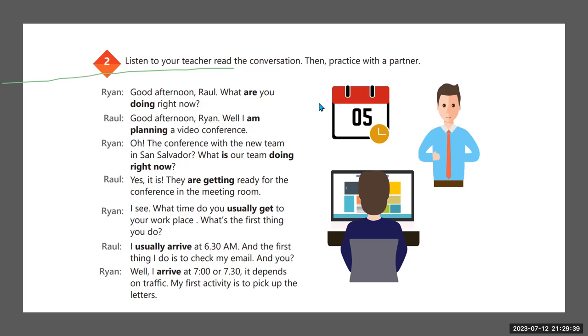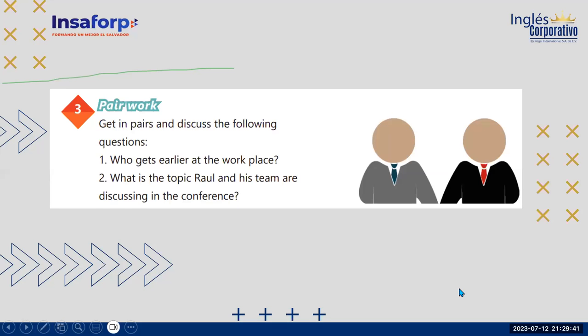I'm going to continue. Let me move forward. On activity number 3, you are going to get paired and discuss the following questions. We have 2 questions. Who gets earlier at the workplace? And the second one, what is the topic Raul and his team are discussing in the conference? Based on the conversation, you are going to discuss with somebody else. I invite you to take a screenshot so that you can have the information and work on it.